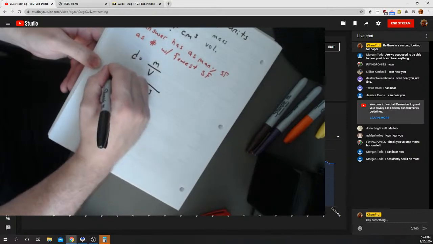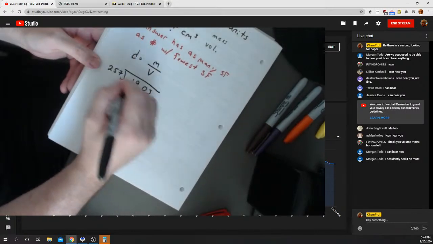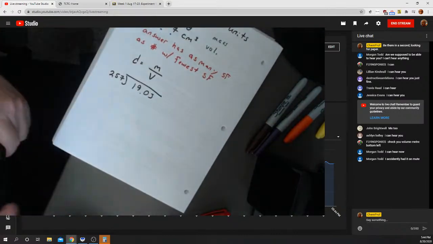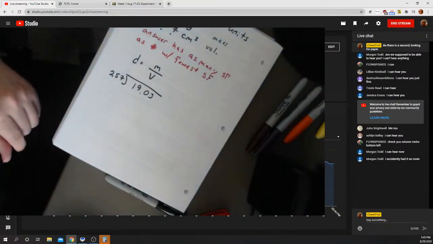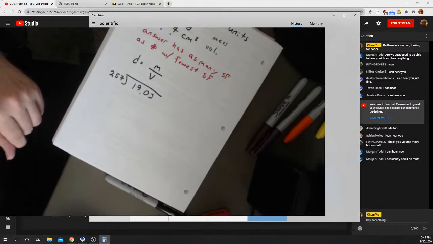19.03 divided by 2.57. I'm not actually going to do that, and now I'm going to thank my cat for trying to sleep on the keyboard earlier because he opened up the calculator for me.